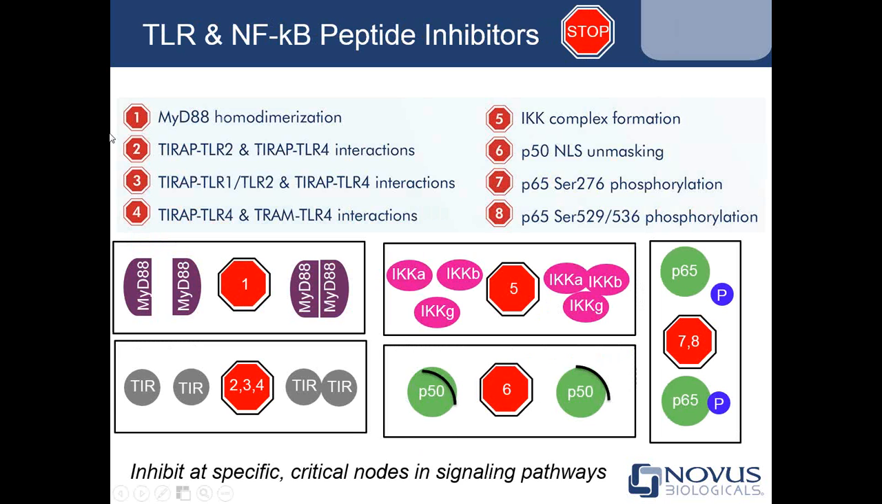So here's a summary just showing you the different inhibitors that we have, and I would just like to point out that today we talked about MyD88 homodimerization inhibition. We also talked about TIR domain inhibition, and we talked about inhibition of phosphorylation. We also have peptides that inhibit the IKK complex as well as inhibit the nuclear localization unmasking of P50. And we have, in addition to Viper, TIR domain inhibitors which inhibit both TLR4 and TLR2. The Viper is specific for TLR4.